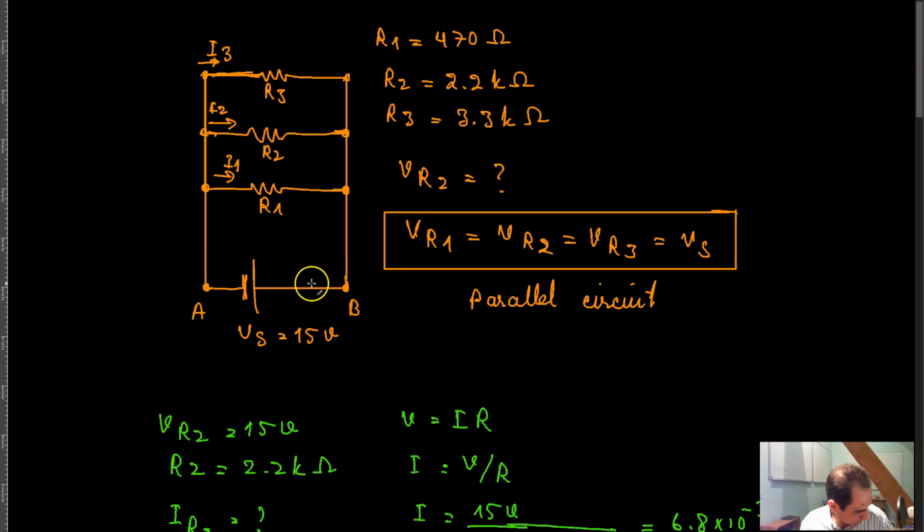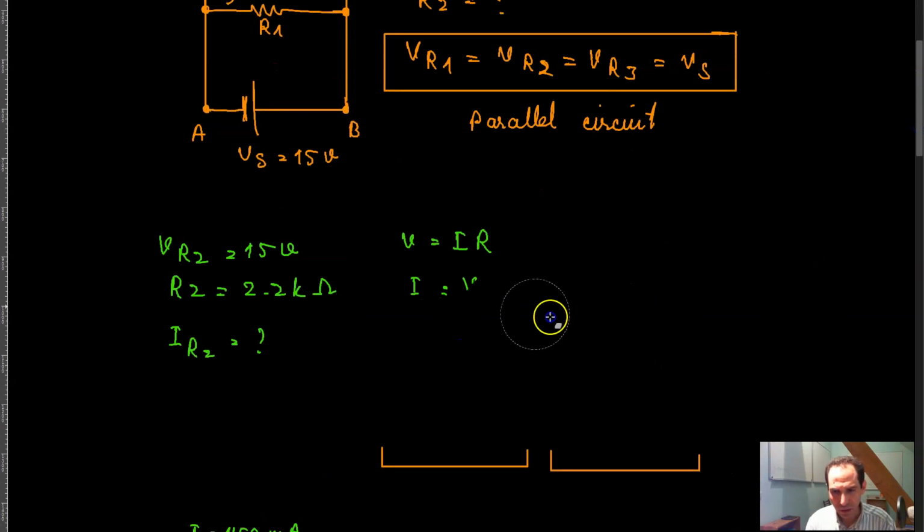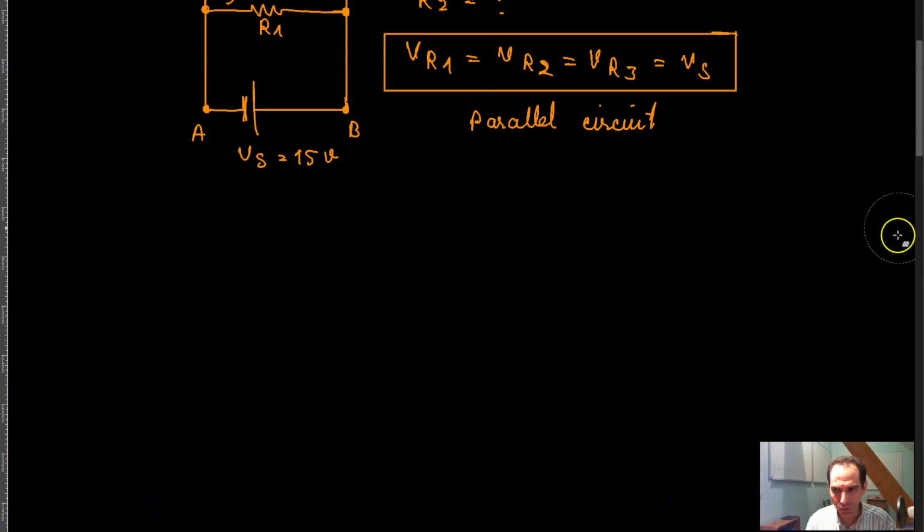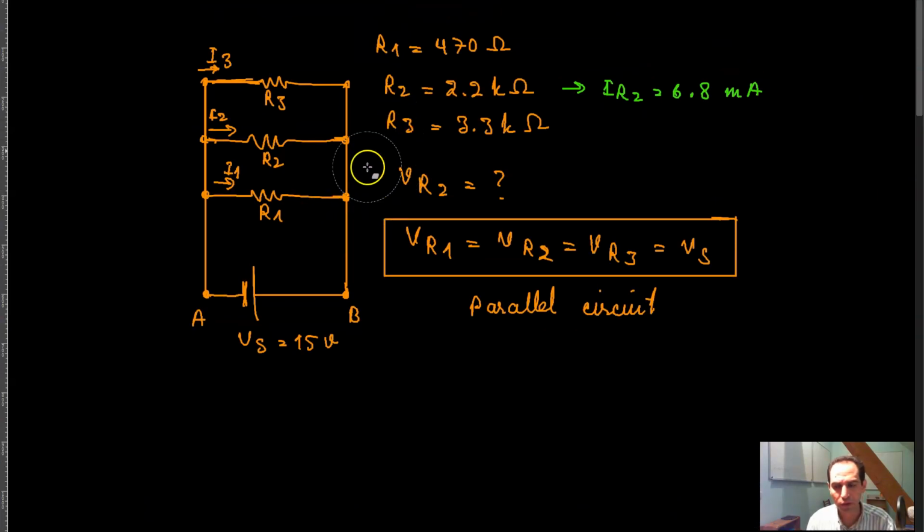Now in the same circuit, we know that I of R2 is equal to 6.8 milliamps, right? Now in the same circuit, how would you calculate the total current going through your circuit? We will do an experiment here. That would actually be interesting. Okay, so now what we did was that we calculated the current going through R2, which was 6.8 milliamps, right? Now what we will do is that we will calculate the current going through R3 and R1 as well, and then we will add them together.